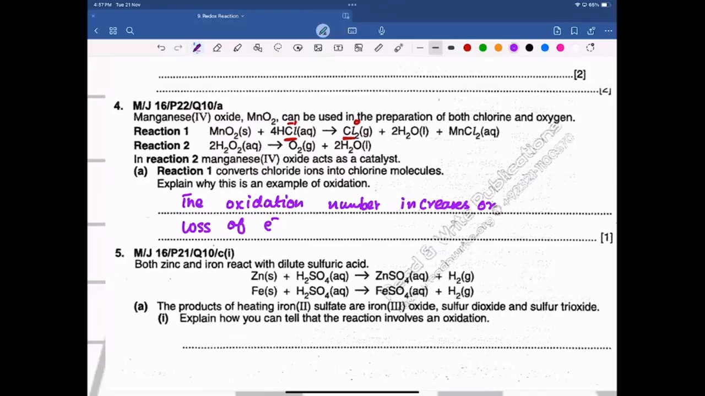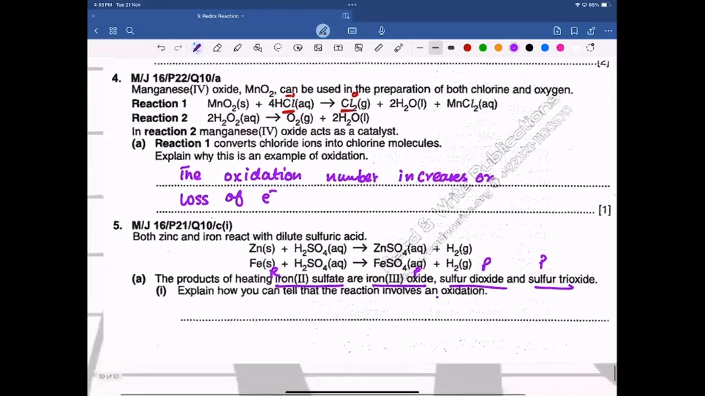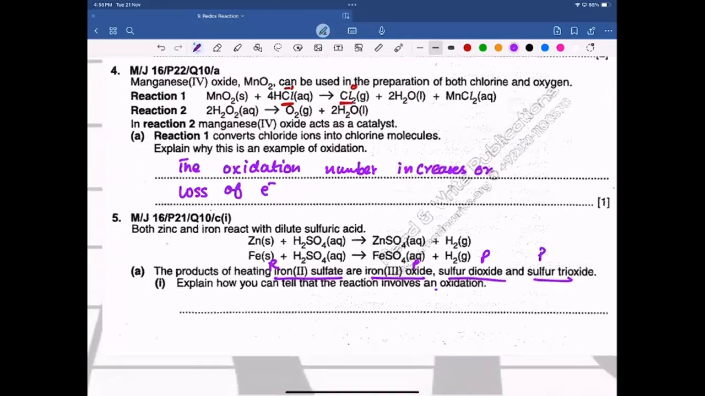Okay. So both zinc and iron react with dilute sulfuric acid. The products of heating iron 2 sulfate are iron 3 oxide, sulfur dioxide, and sulfur trioxide. It means all of these three are what? Products. And this one is the reactant. Explain how you can tell the reaction involves oxidation. Just read the statement. The answer is in statement A only.